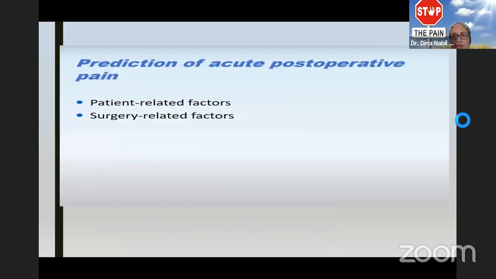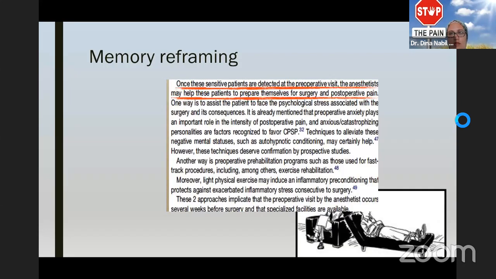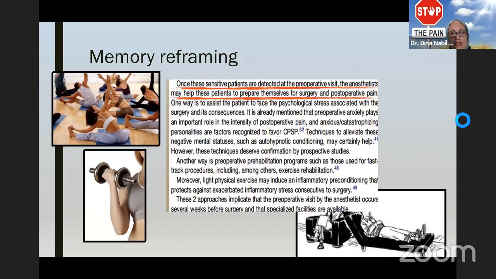chronic post-surgical pain syndrome? There is prediction of acute post-operative pain by patient-related factors and surgery-related factors. Regarding the patient factors, it is more common in younger age, smoking, history of depression, catastrophic events, anxiety, sleep disturbance, higher body mass index, presence of preoperative pain, and preoperative use of analgesic drugs. So once we have predicted such patients, we should deal with them in a different way. This is the job of the surgeon and of the anesthetist in the preoperative assessment. Patients with predictive factors may be sent for psychotherapy or rehabilitation as a sort of preconditioning. Such measures will decrease the occurrence of post-operative pain and chronic post-surgical pain syndrome.